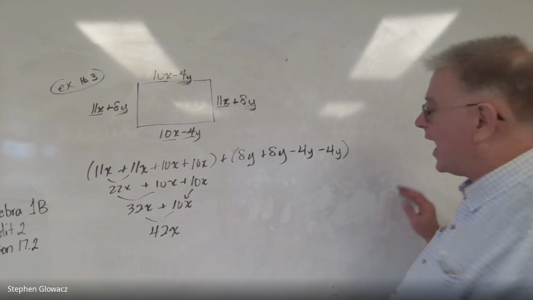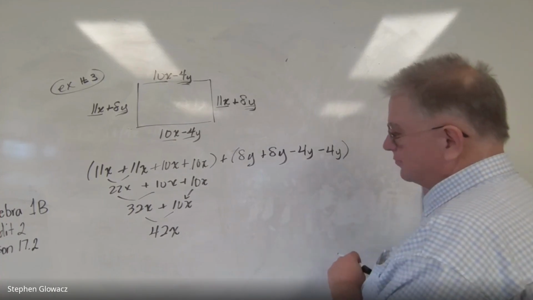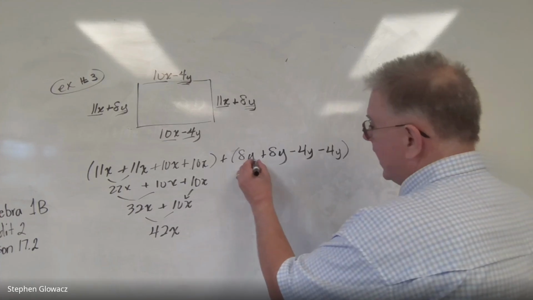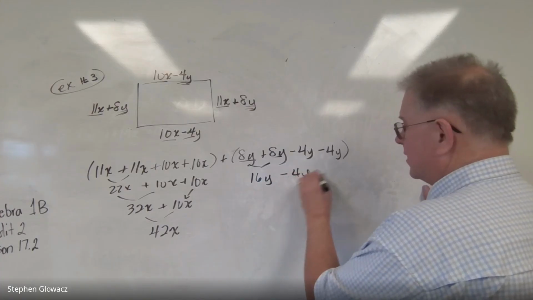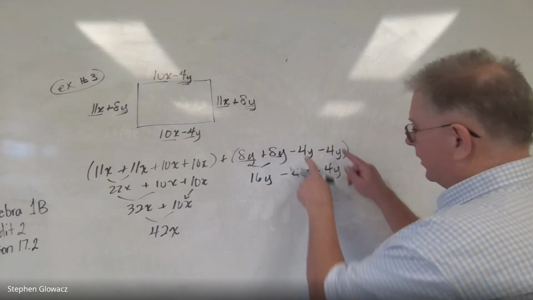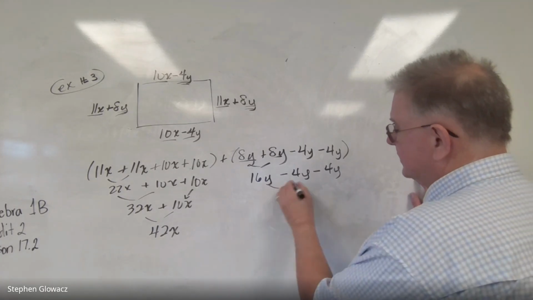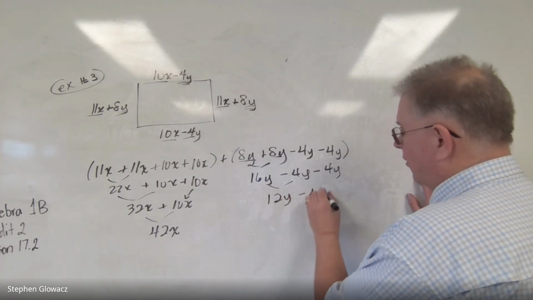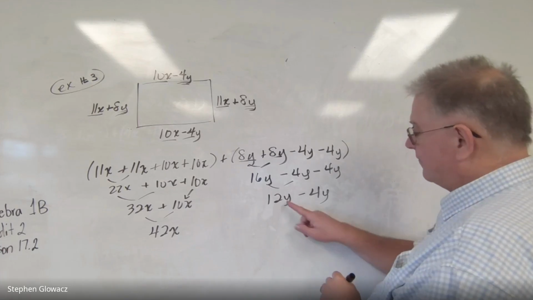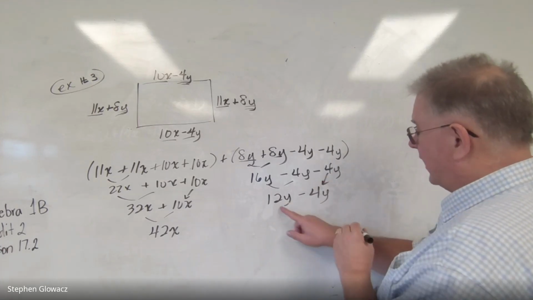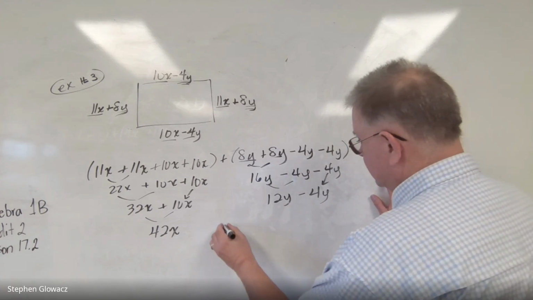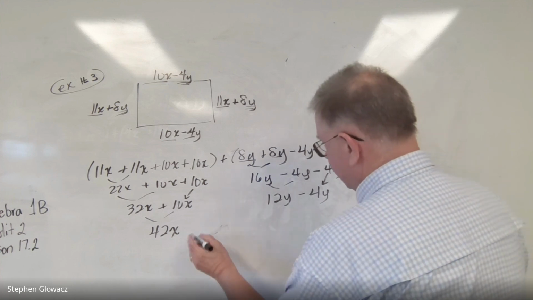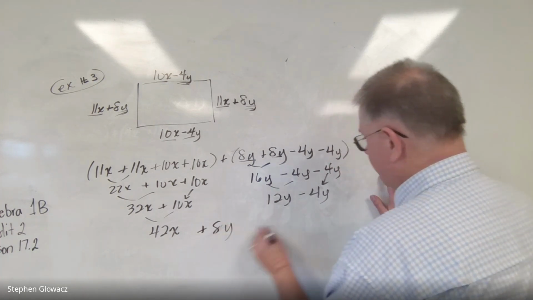Now for the y's, we have to be careful because we do have some subtraction going on there. 8 plus 8 is 16y. And then bringing down our minus 4y, 16y minus 4y is 12y. And then finally, 12y minus the other 4y, 12 minus 4 is 8y. So let's go ahead and try and write that a little closer together over here.